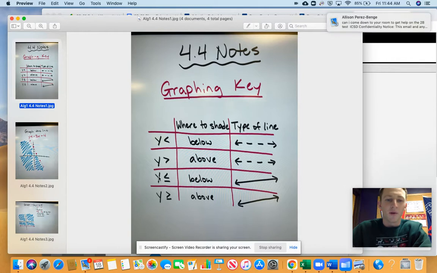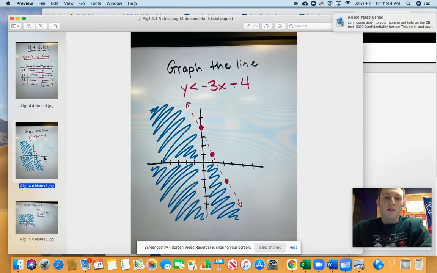Now here we have y is less than or equal to. So less than, we're going to shade below. And since it can be equal to, we have a solid line. And then y is greater than or equal to, we are shading above it with a solid line. Let's see it in action here.